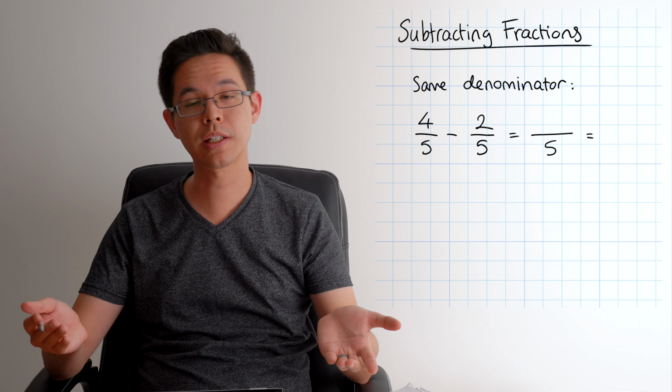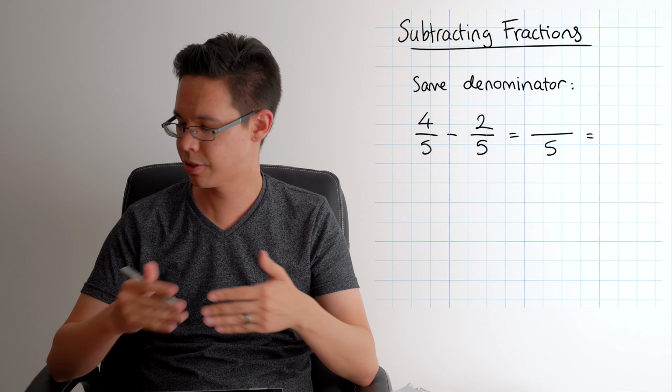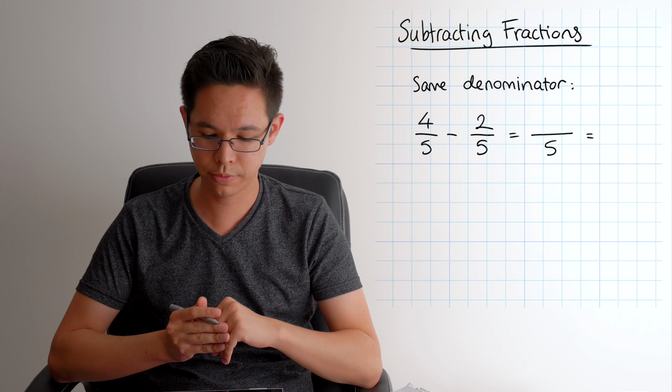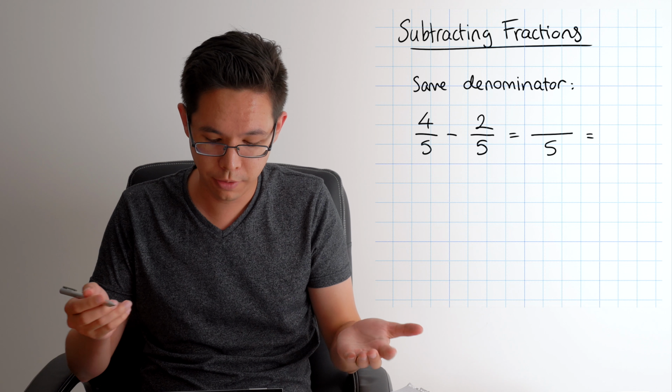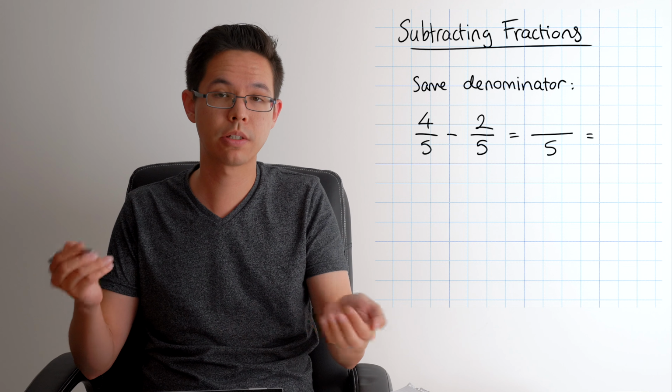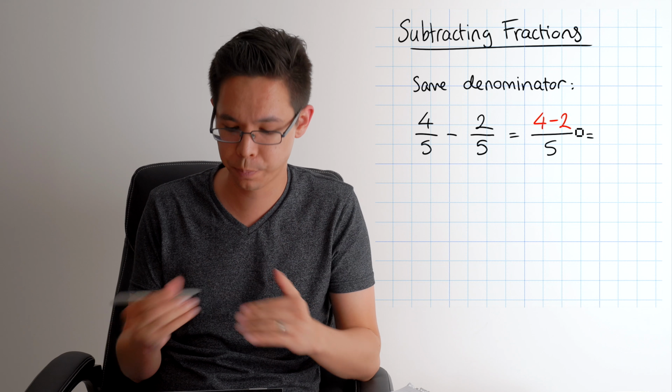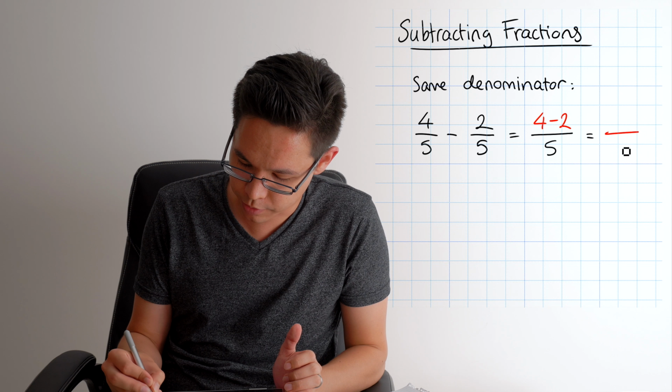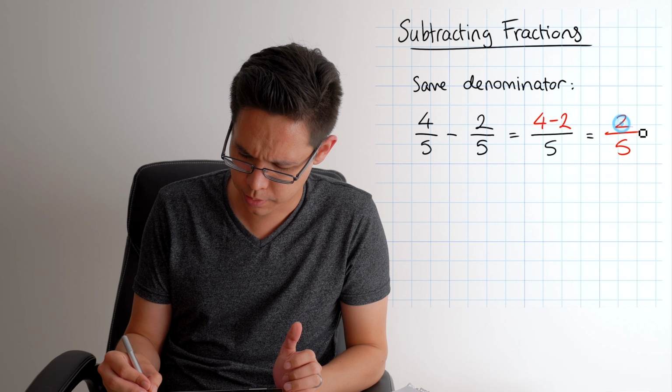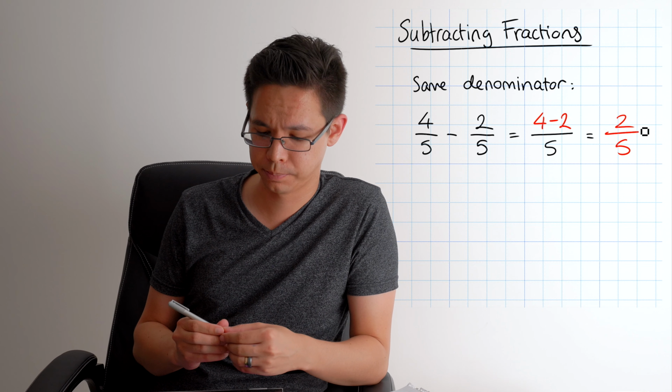So subtracting fractions, just like with adding, it's super simple if you have the same denominator. So 4/5 take away 2/5 is the same thing as 4 take 2 over 5, because they both share the same denominator. And that gives us basically 2/5 as a final answer.